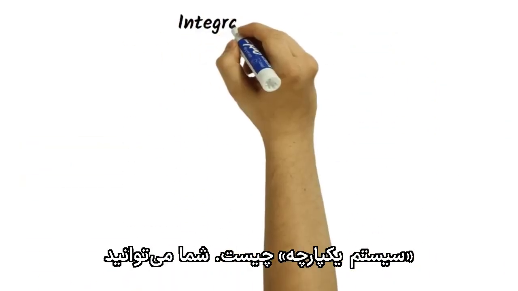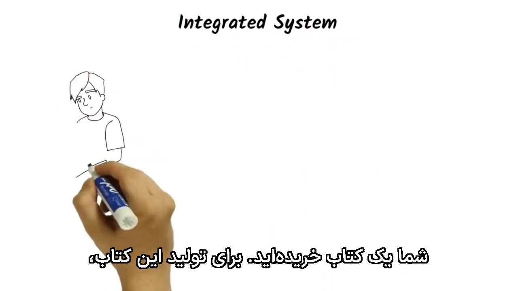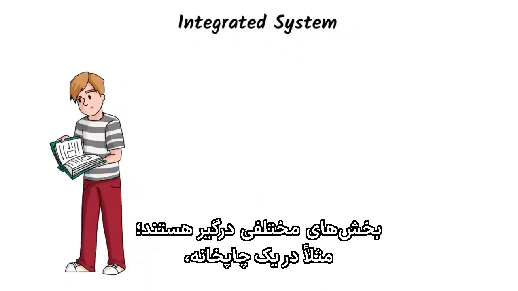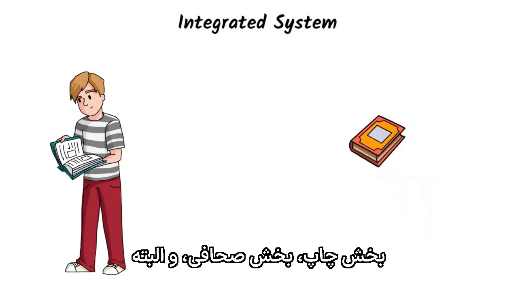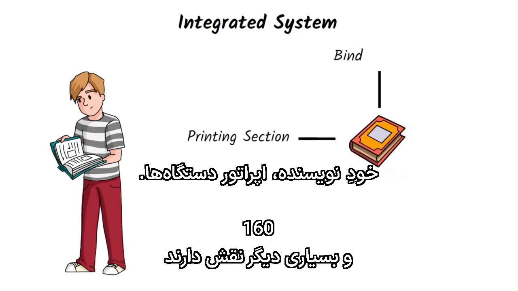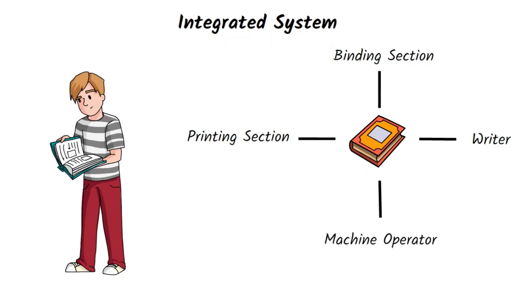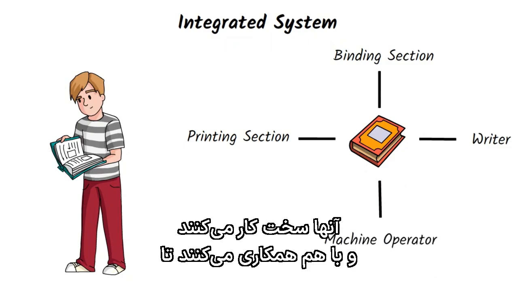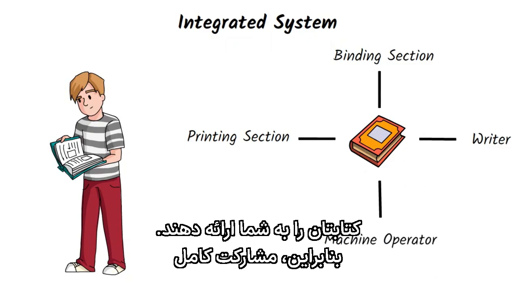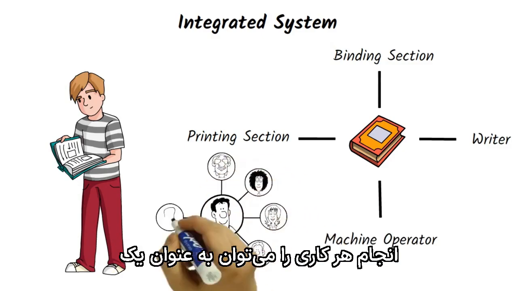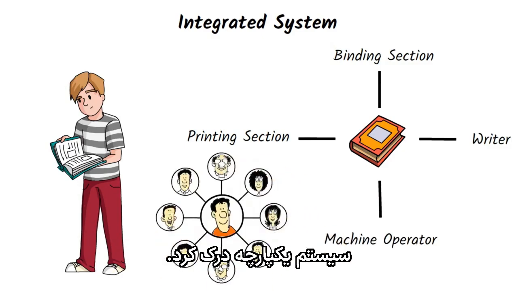Here, we will discuss what the integrated system is. You can understand this term by an example. Let us assume you have bought a book. There are many individual sections in the press house, such as the printing section, binding section, writer, machine operator, and many more. They work hard and work together to provide you your book. So the total involvement of an organization to perform any task can be understood as an integrated system.